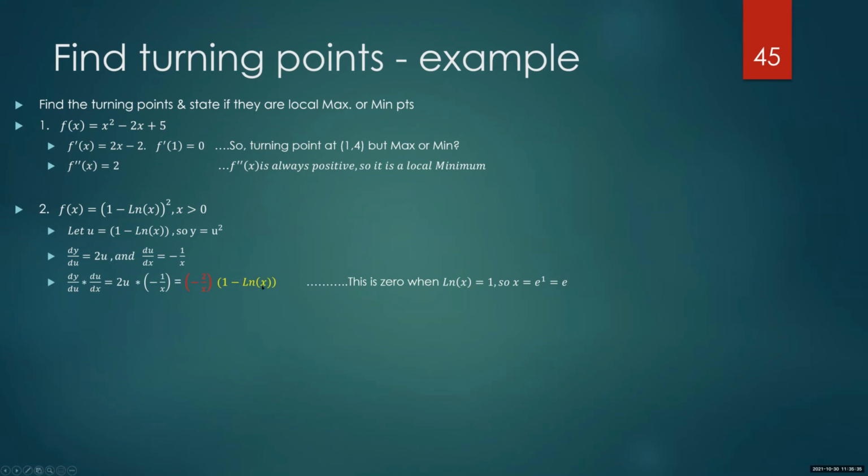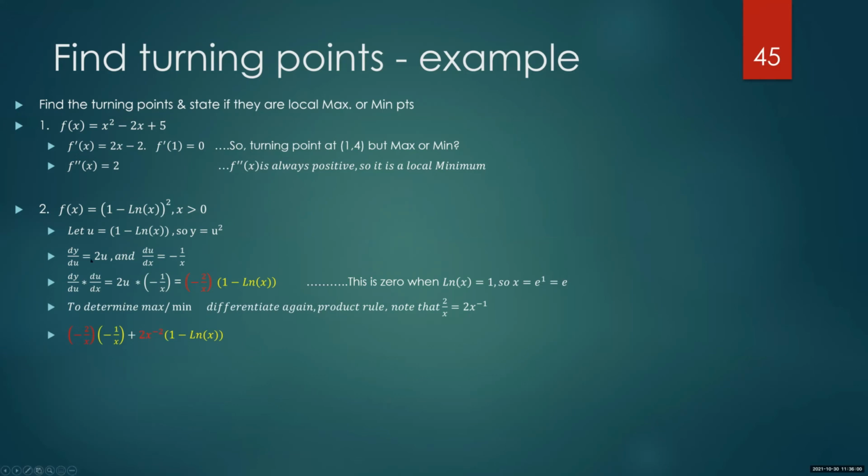So this is 0 when the natural log of x is equal to 1. So for the natural log of x to be equal to 1, x has to be equal to e to the power of 1, or e. So to determine whether it's a maximum or minimum point, we differentiate again using the product rule.